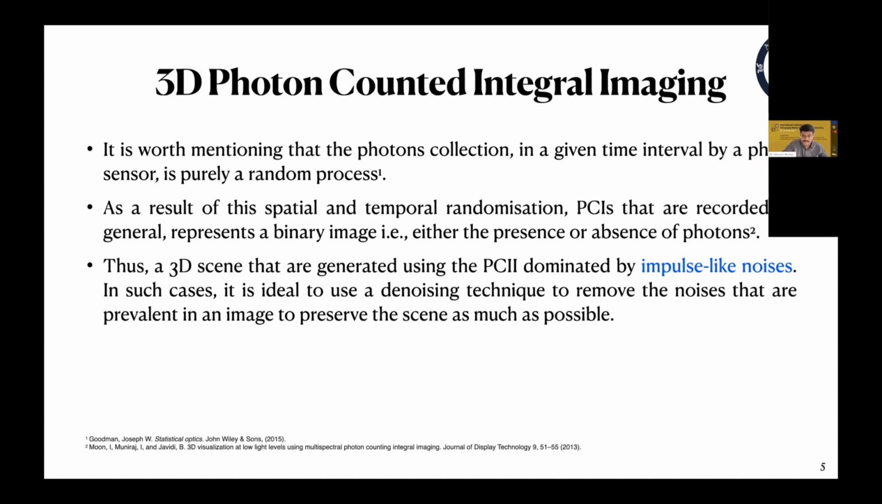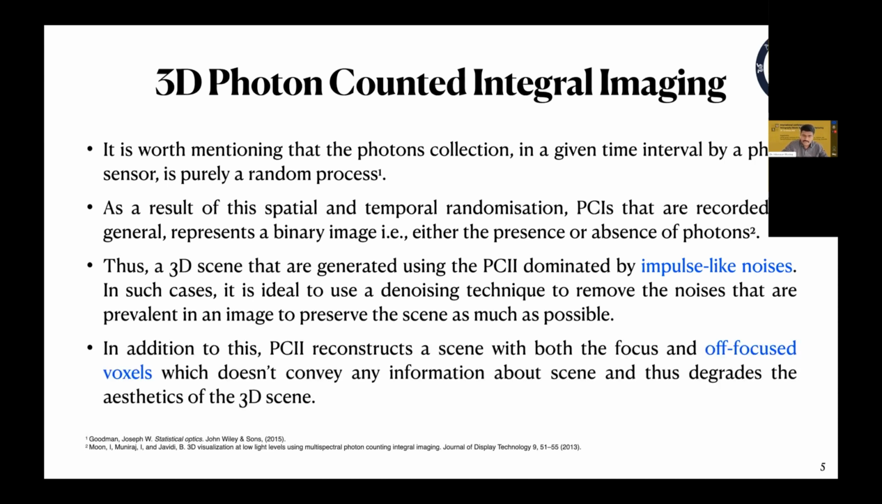I'll show you some of the images in the upcoming slides, but one of the main limitations of this PCII is too much impulse noise. The other drawback of this particular technique is that it reconstructs images which contain both focused and off-focused voxels. As you can see in any reconstruction technique of holography, you would see a particular portion clearly focused, and the rest, which is not in the field of view, would be off-focus. The same is applicable here as well.